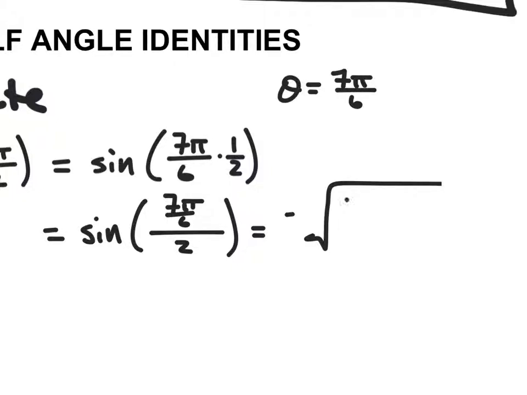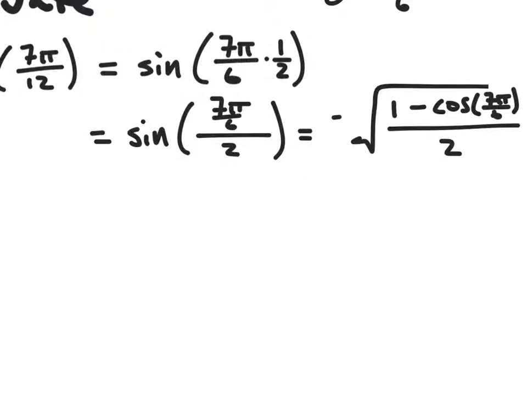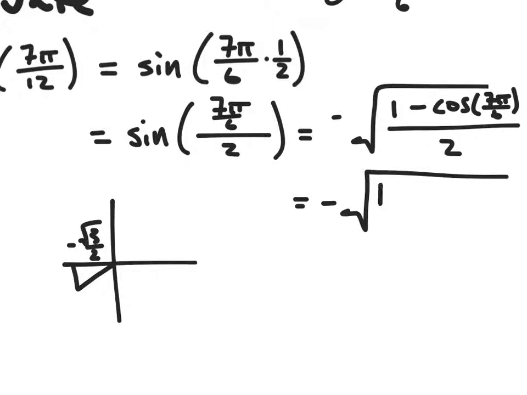Okay, so now this is going to give me 1 minus cosine of 7 pi over 6 all over 2. Okay, and this is what we evaluate. Now let's figure out what cosine of 7 pi over 6 is. I'm going to draw a quick little unit circle. Pi over 6, the x value is going to be negative square root of 3 over 2. Okay, we've got the small triangle. All right, so that's what I got. So I got minus the square root of 1 minus negative square root of 3 over 2 all over 2.